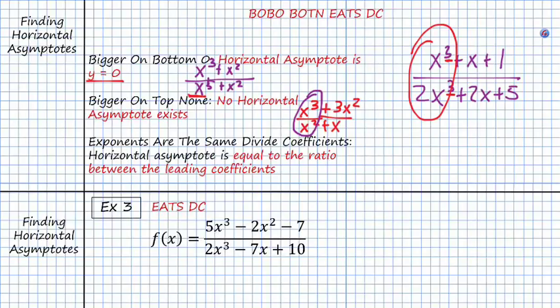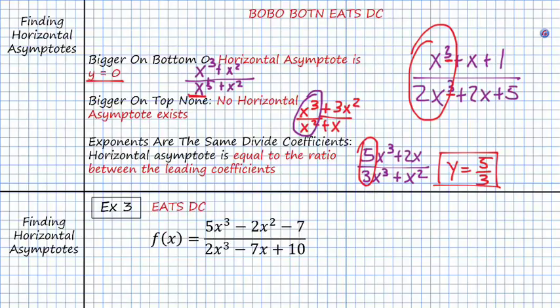All right, so let's say that we have 5x cubed plus 2x over 3x cubed plus x squared, right? So if we have a case like this where the exponents are the same, then my horizontal asymptote will be given by dividing the numerator by the denominator. So in this case, y is equal to 5 over 3. So those are my three different cases.